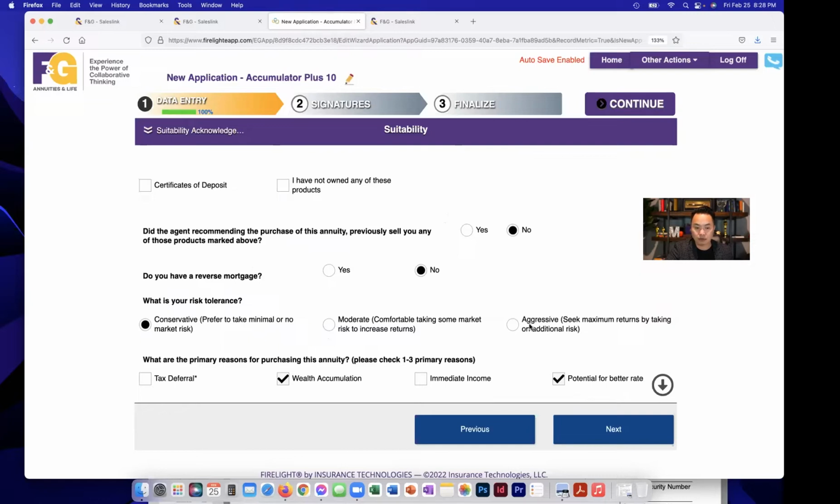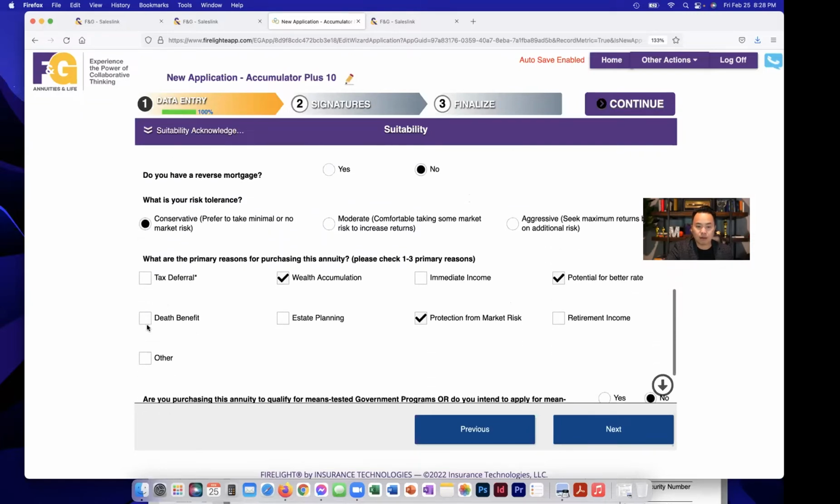It's not going to get approved. Put conservative. And then what are the primary reasons? This is for accumulation, right? So it's not tax deferral, it's not death benefit, it's not estate planning. It's not immediate income, because I chose the accumulation product, and if I choose this, it conflicts.